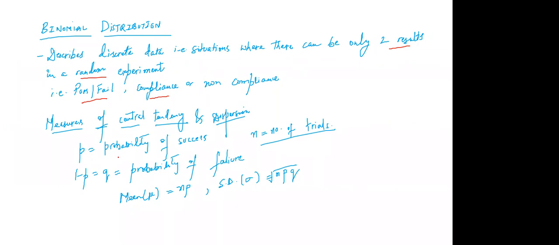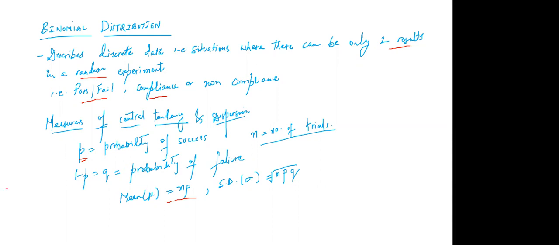So the measure of tendency for a binomial distribution is given by NP, and standard deviation is given by under root NPQ. Now, what is P? P is the probability of success, and Q is 1 minus P, the probability of failure. So if the probability of success is 0.7, the probability of failure will be 1 minus 0.7, which will be equal to 0.3.